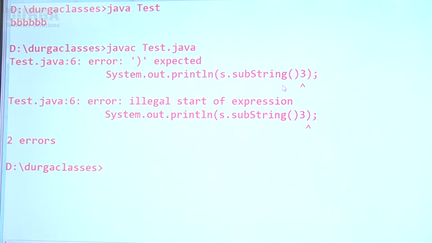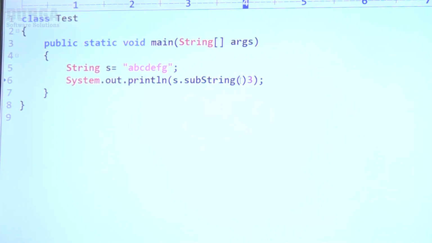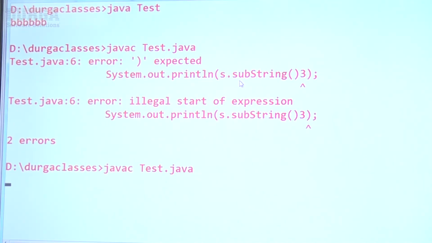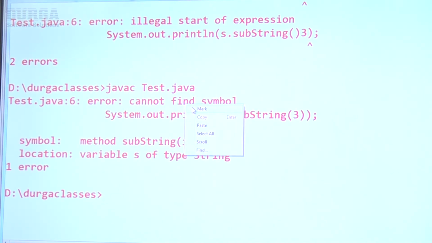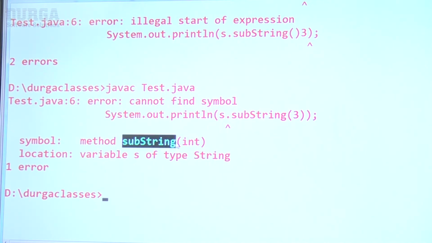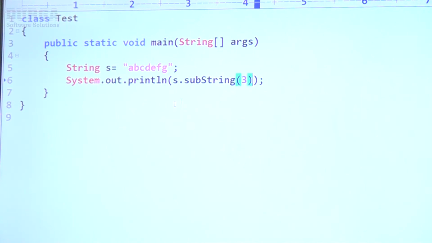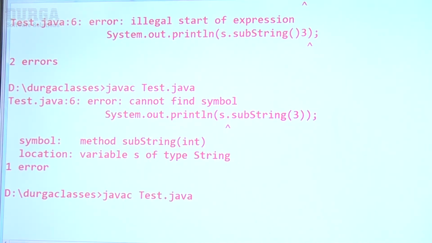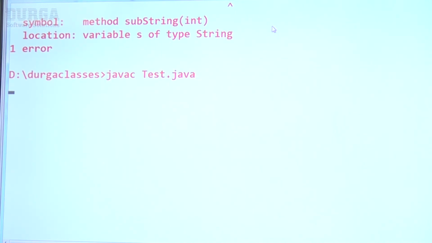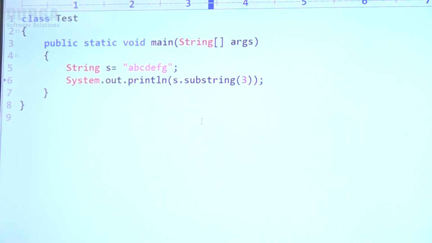Here, by mistake, substring of 3 with a capital S. We get a compile time error saying cannot find symbol. The symbol is the method substring(int). There is no such method like this, right? Now use the small s, and perfectly it's going to work. Have a look once. What is the answer? By default, we get DEFG. This is the substring method, right?